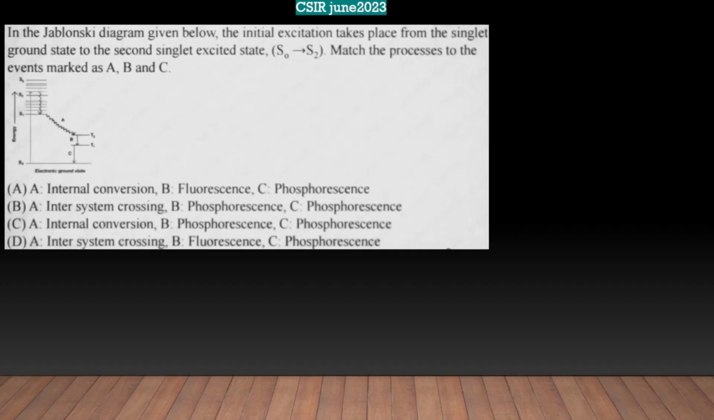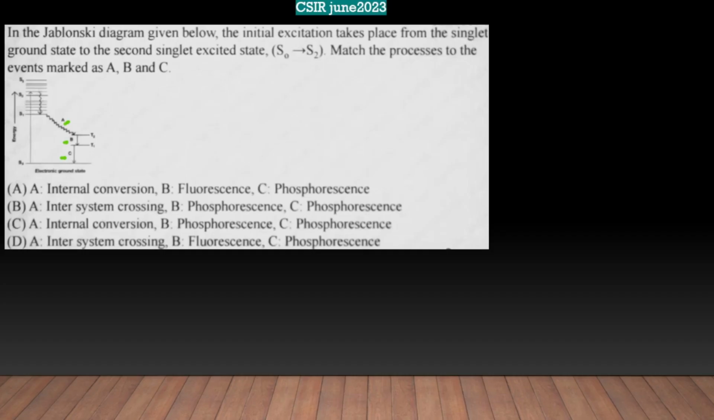So this question says that in the Jablonski diagram, which is shown below, the initial excitation takes place from the singlet ground state to the second singlet excited state, which is from S0 to S2. Match the processes of the events which are marked as A, B and C. This is process A, this is process B, and this is process C.